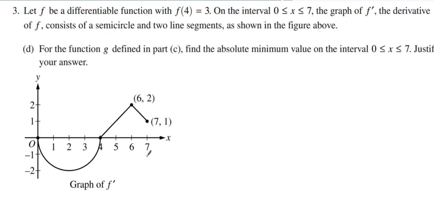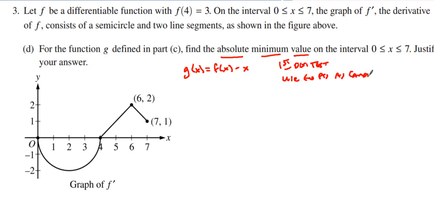This problem number 3 says we want to find the absolute minimum value for the function g defined in part C. Okay, so I'm going to come back to this function, g of x equals f of x minus x. And we're looking for the absolute minimum value. So I'm going to look at the first derivative test again. And I also have to use my endpoints as candidates.